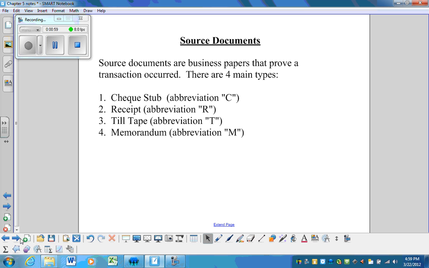Okay, so the first thing you need to know before you put things into a combination journal is there are 4 main types of source documents. Source documents are the proof of what your transaction is all about. When you're paying a bill, you use a check stub, and the abbreviation for that is C. If you are receiving money, somebody's paying you money, that is a receipt, and the abbreviation is R. Till tape is for your sales, abbreviation T, and a memorandum is a note that you write yourself, and you use the abbreviation M.